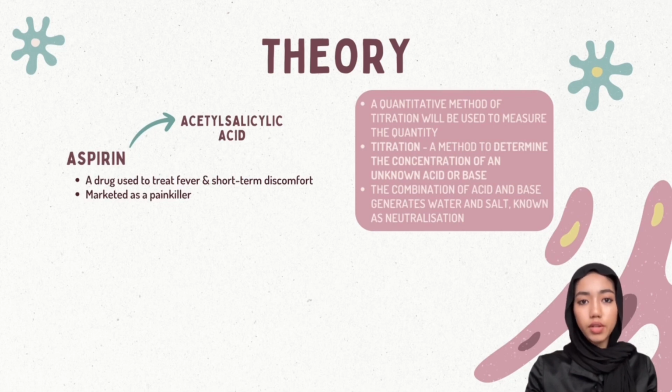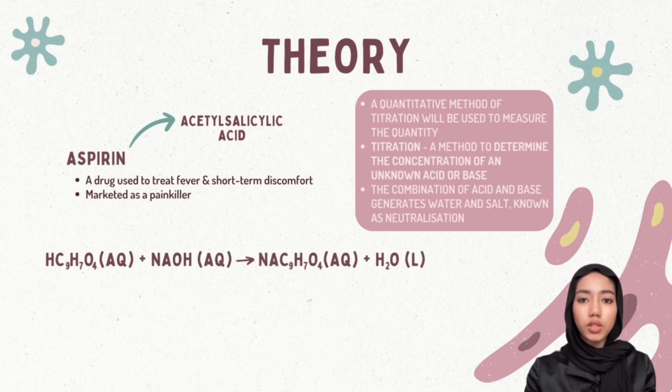Titration is a method for determining the concentration of an unknown acid or base by adding the correct amount of one to neutralize the other. So, when an acid and a base combine to generate water and salt, this process is known as neutralization or an acid-base reaction. This is the balanced molecular equation for the reaction between sodium hydroxide and acetylsalicylic acid.